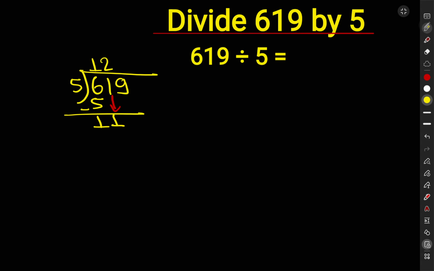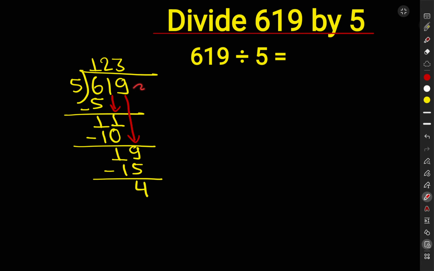So 5 times 2 is 10. On subtracting we get 1. So again we put down this 9 and it is 19. 5 times 3 is 15. On subtracting we get 4.